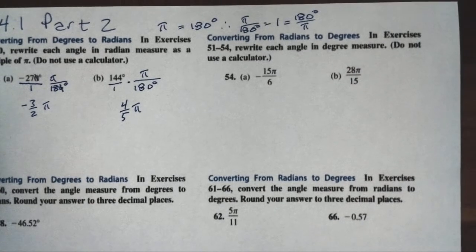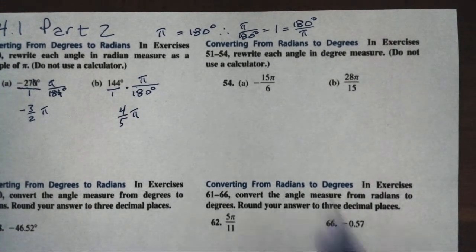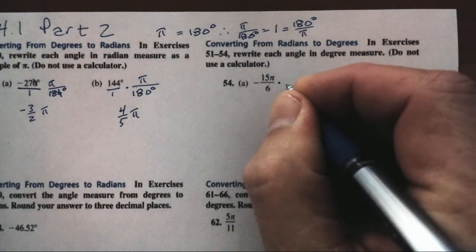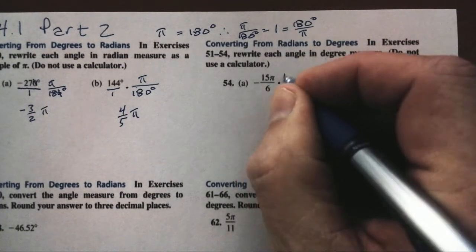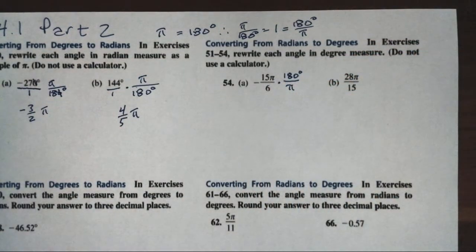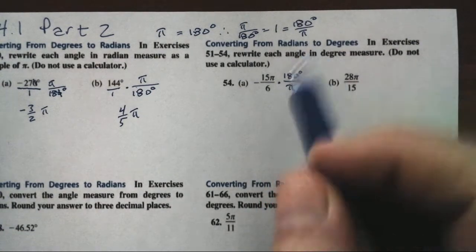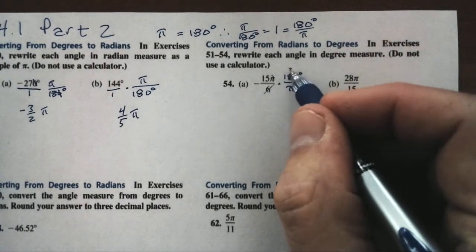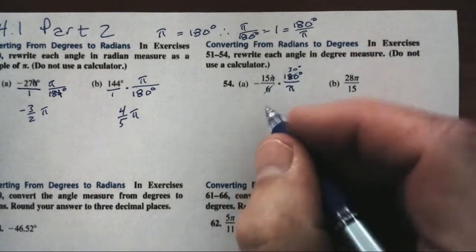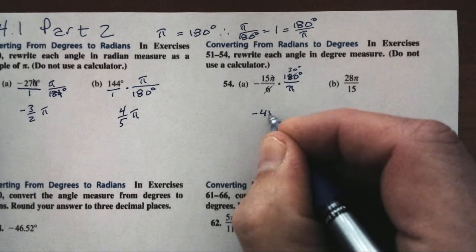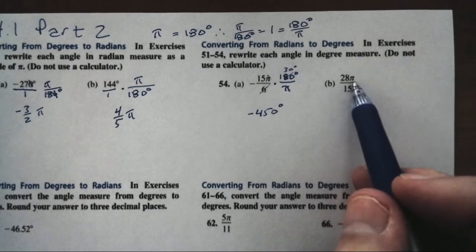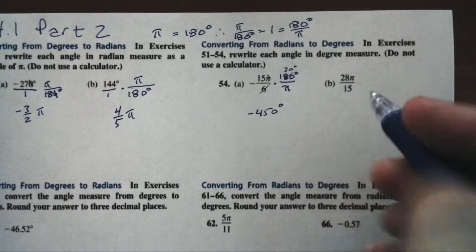Okay, and then likewise in 51 through 54, we're to convert to degrees, so we want to cancel radians. So I'm going to multiply by 180 degrees on pi, cancel radians, and introduce degrees. Obviously the pi's cancel here, and the 6 and the 180 reduce nicely to 30, and I get negative 15 times 30 degrees, or negative 450 degrees.